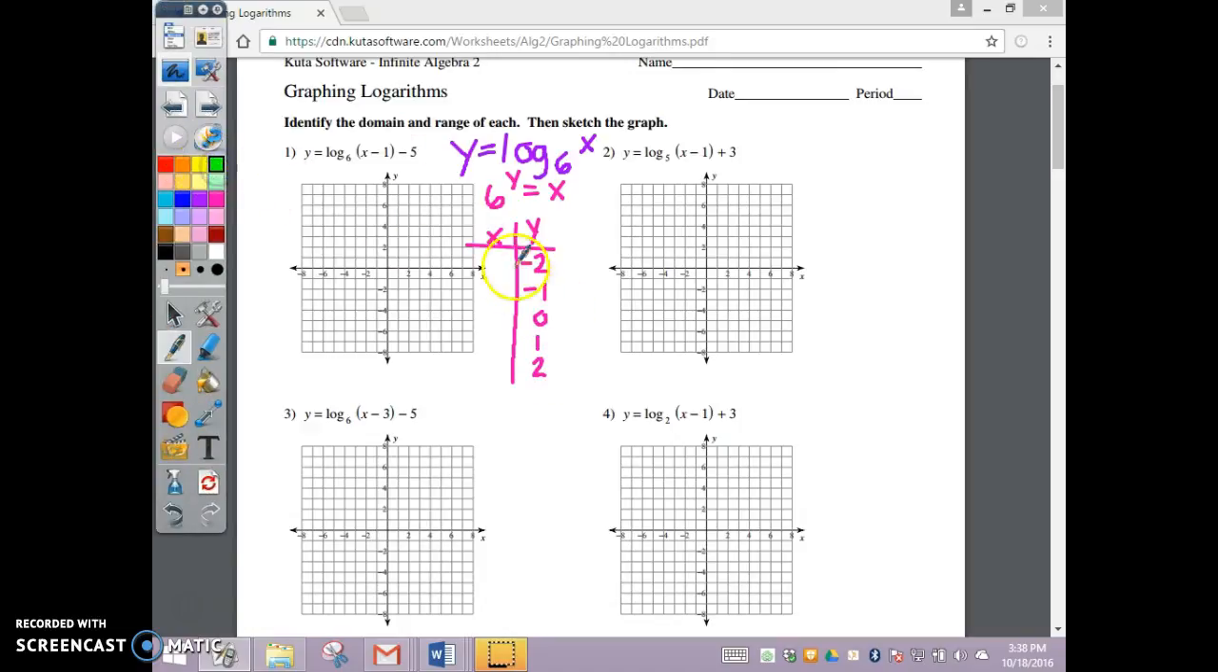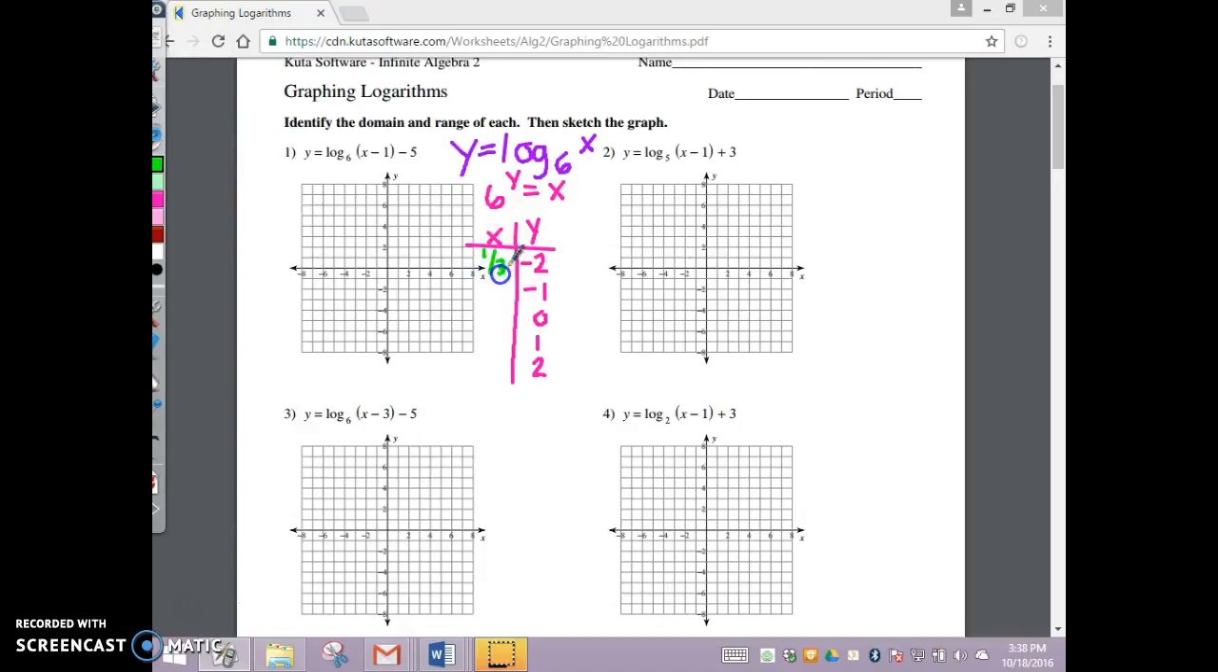6 to the -2 means 1 over 36. So a negative exponent means I'm going to bring this 6 down to the denominator and square it. 6 to the -1 is 1/6. 6 to the 0 is 1. 6 to the first is 6. And then 6 squared is 36.